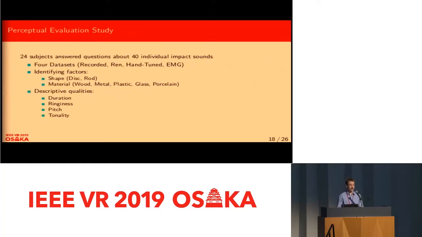Moving on to our perceptual evaluation study, here we had subjects answer questions about 40 individual impact sounds. For each impact sound, or for each object, there were 4 data sets. There was a recorded data set of a reference sound. There were sounds synthesized using parameters from previous work, REN. We had a data set of sound synthesized using our hand-tuned parameters, and a data set of sound synthesized using our automatic method, EMG. For each sound, the subjects were asked to identify the shape and material of the object that produced that sound. And they were also asked to rate 4 descriptive qualities about the object on ordinal scales.